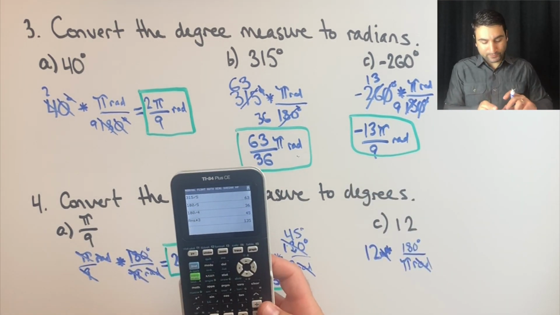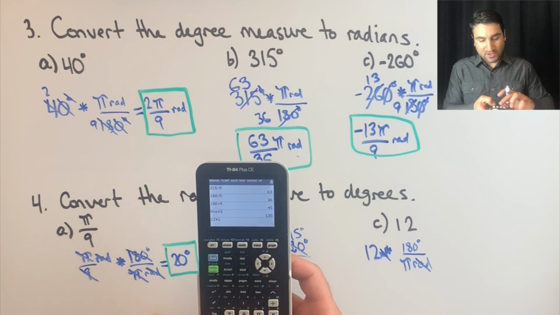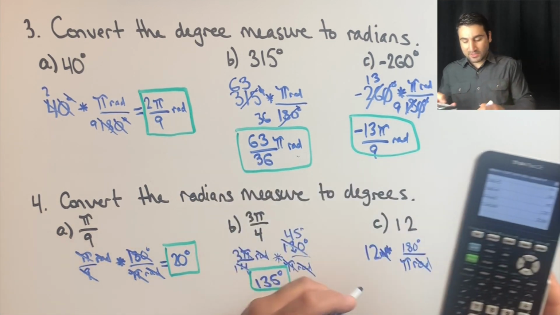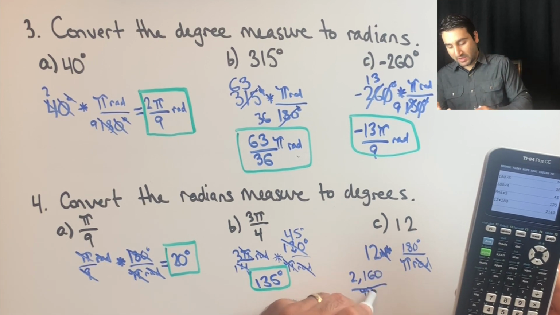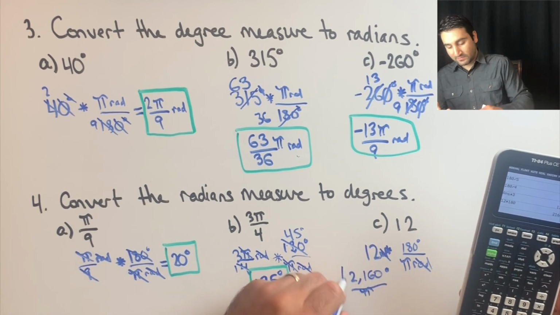So 12 times 180 is 2,160 divided by pi degrees.